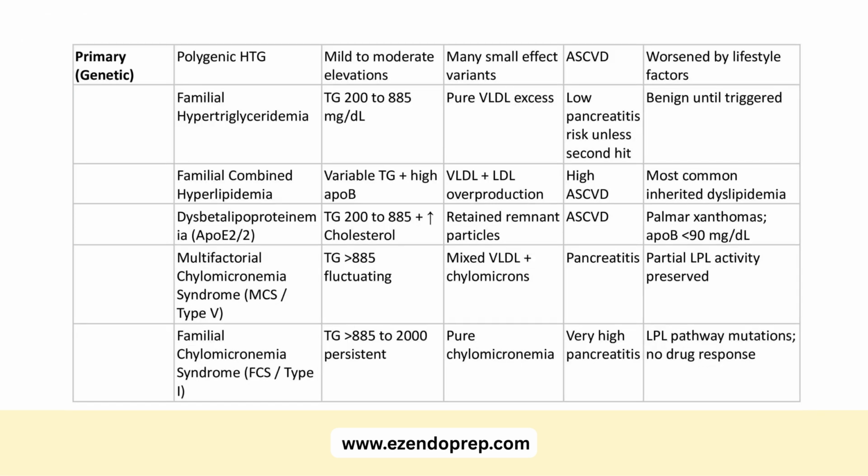Primary causes fall into 3 groups: polygenic hypertriglyceridemia, familial combined hyperlipidemia, and the chylomicronemia syndromes. When we're saying chylomicronemia syndromes, we're talking about multifactorial chylomicronemia and the rare monogenic form, familial chylomicronemia. So this second step answers the question, why are the triglycerides up?